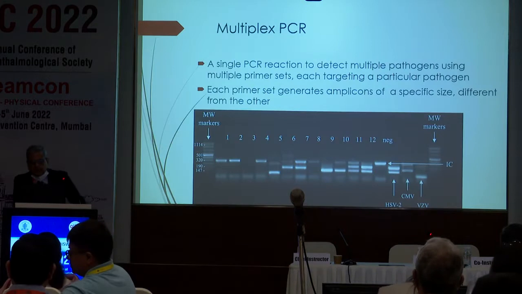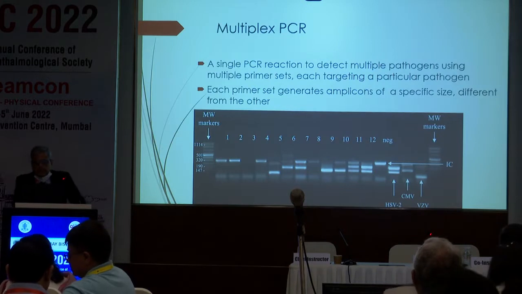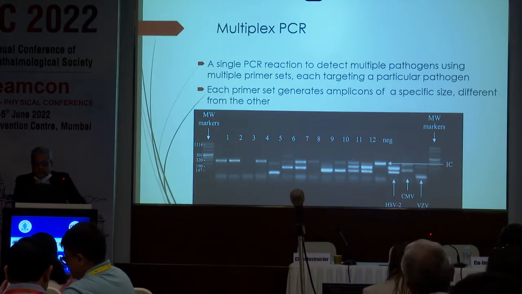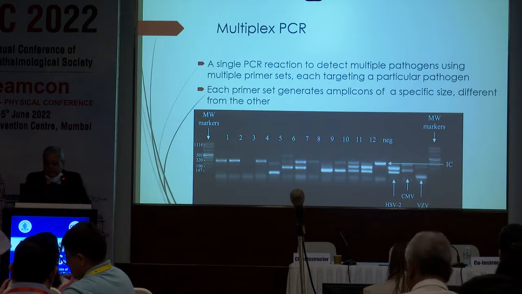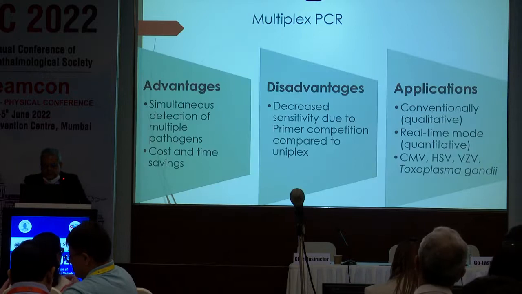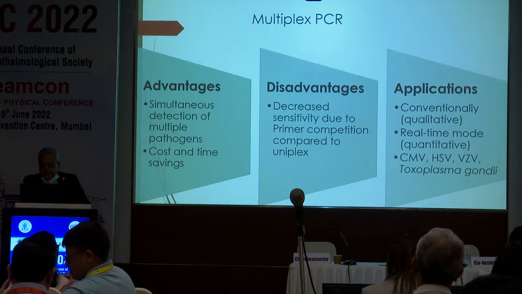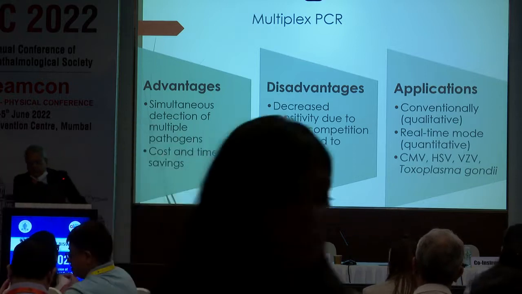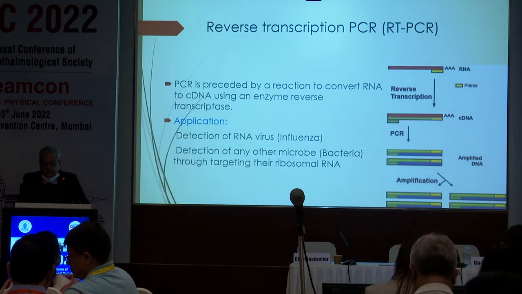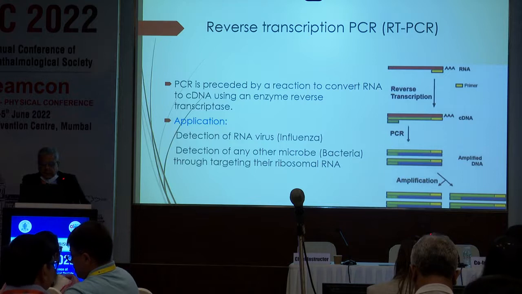Multiplex PCR can be used as a single PCR reaction to detect multiple pathogens using multiple primer sets, each targeting a particular pathogen. Each primer set generates an amplification of a specific size, different from each other. The advantage is simultaneous detection of multiple pathogens, but it decreases the sensitivity due to primer competition compared to uniplex. In reverse transcriptase PCR, RNA is first converted to DNA, followed by amplification of the same.